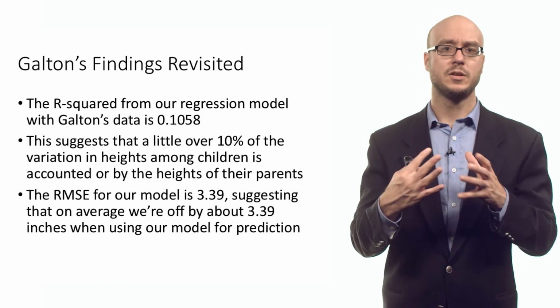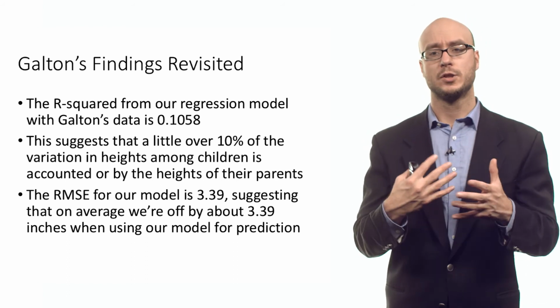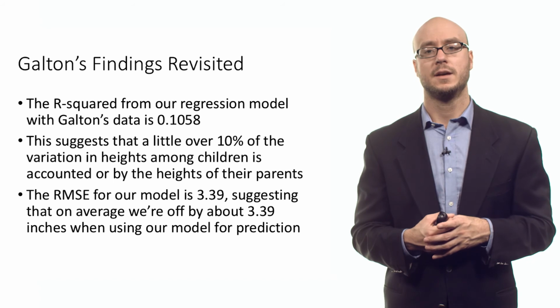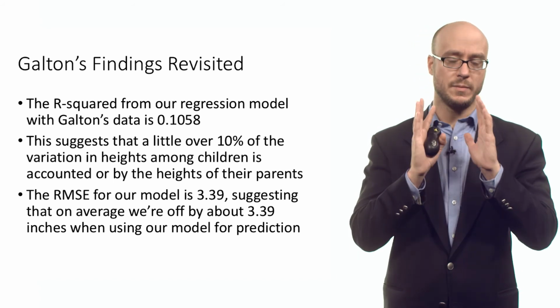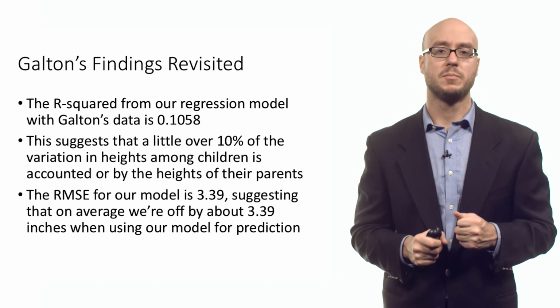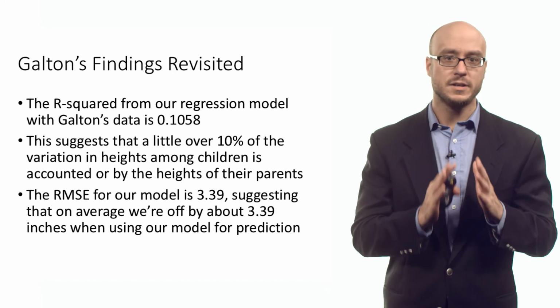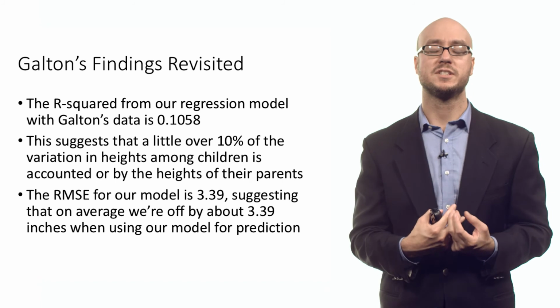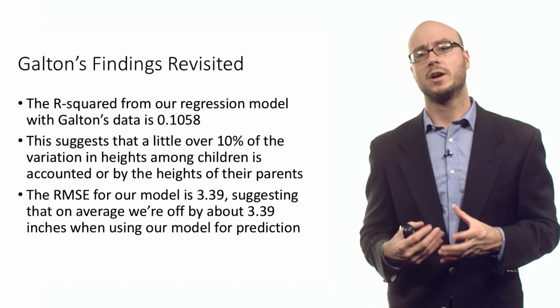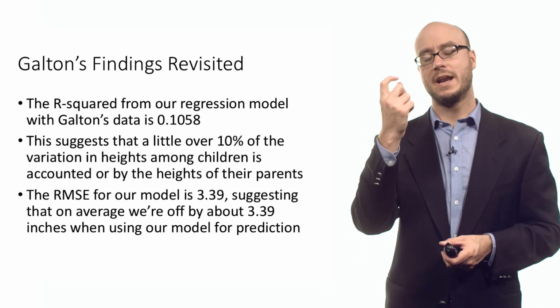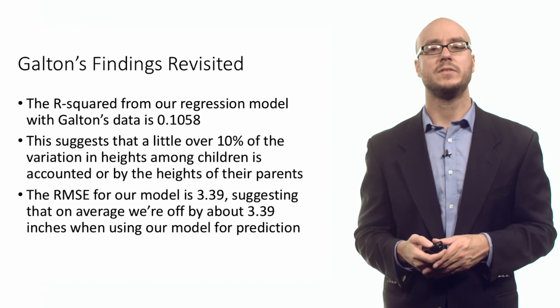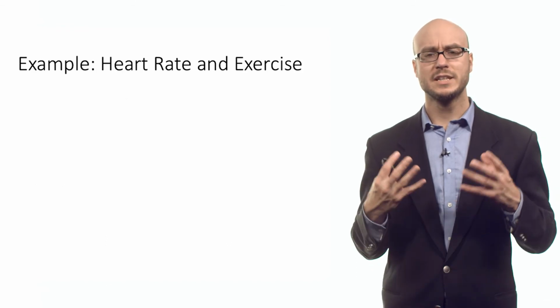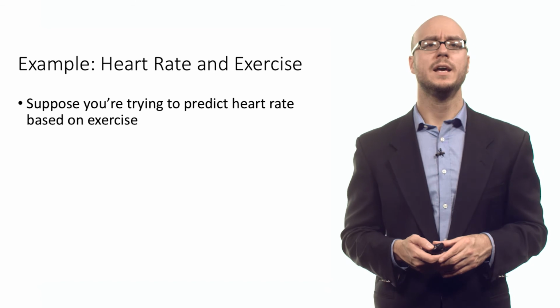So you can see that r squared and root mean square error are related in the sense that the basic idea is they're both giving you measures of model fit, but they are different concepts. R squared gives you an idea of the total variation that is accounted for by your model. Root mean square error gives you an idea of, on average, the size of that deviation. Right? So let's look at another example of heart rate and exercise.